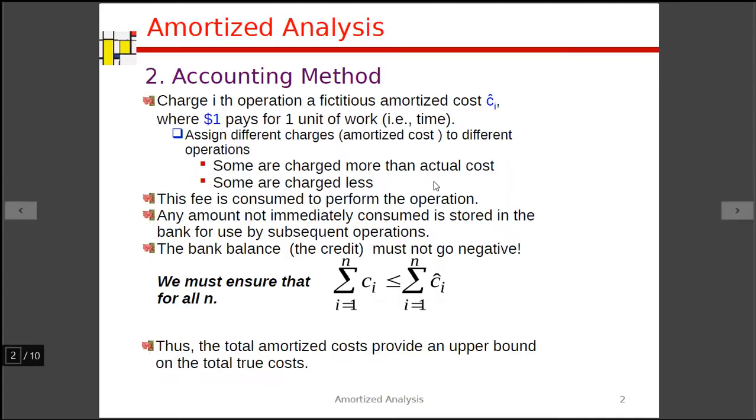Hello friends, in this session we will try to understand one more method in amortized analysis, that is the accounting method. We'll try to understand with a couple of examples how exactly the accounting method works.